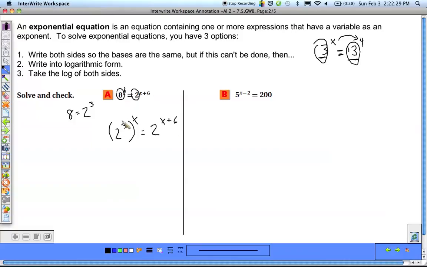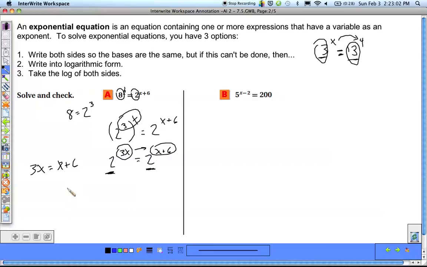Here we have an exponent raised to another exponent. How do we combine an exponent raised to another exponent? We just multiply those two together, so it becomes 2 raised to the 3x equals 2 raised to the x plus 6. Now that we have the bases to be the same, well, if these two sides are really equal to each other, that means that the exponents also need to be the same thing. So 3x needs to be the exact same thing as x plus 6.